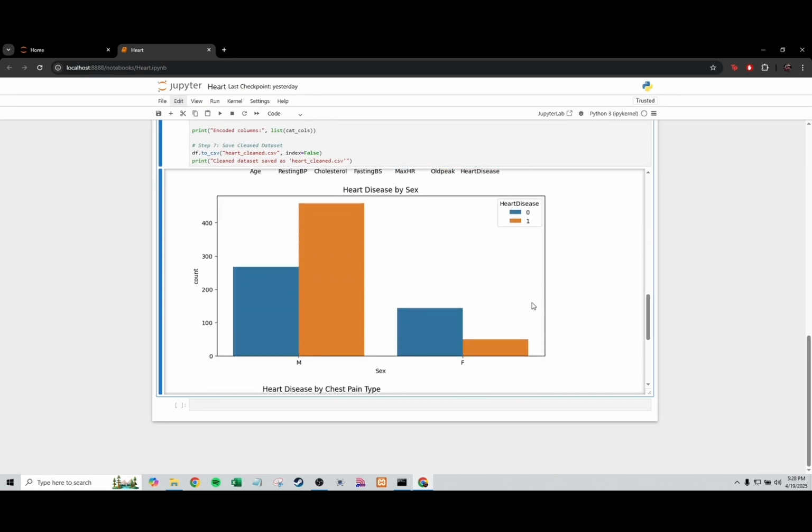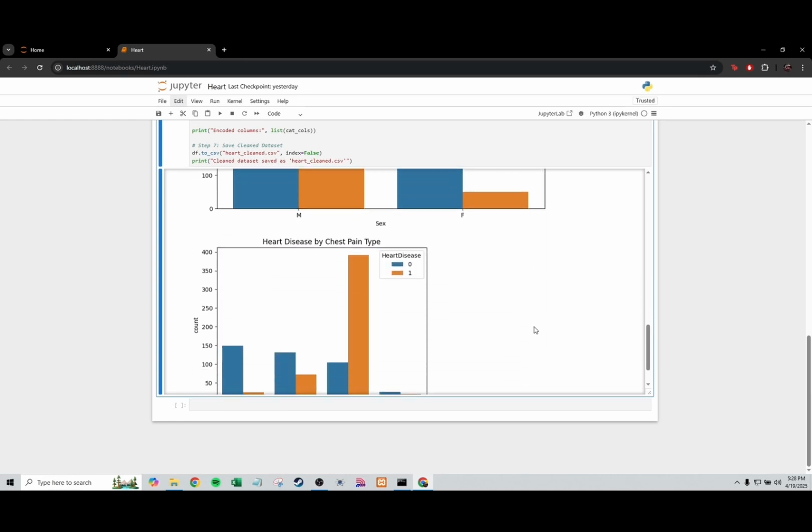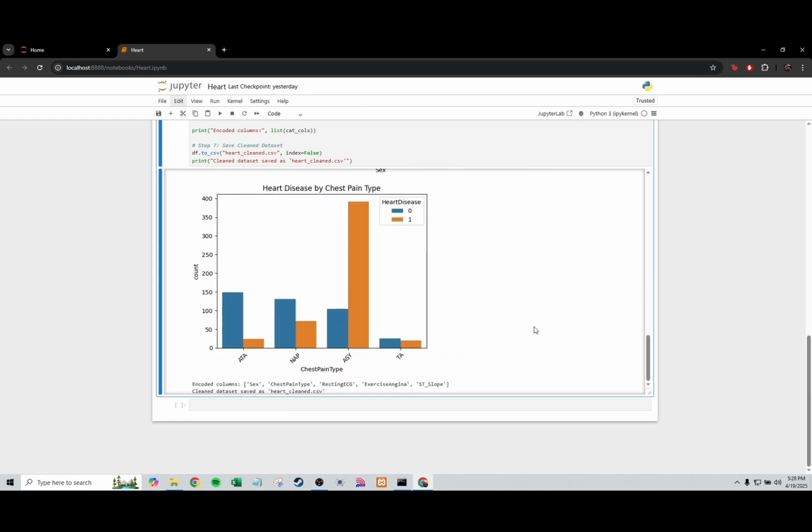And for the second one, we have heart disease by sex. This bar plot breaks down heart disease cases by gender. It shows that males had a significantly higher incidence of heart disease than females. What contributes to this is also the fact that we had more data on male patients compared to female patients.